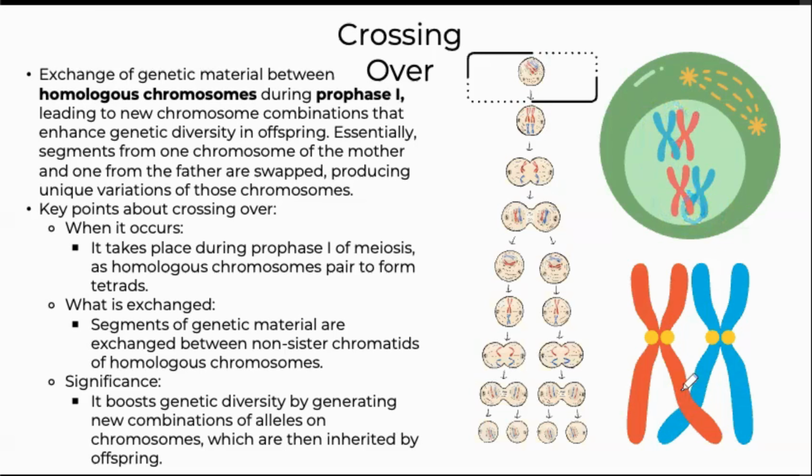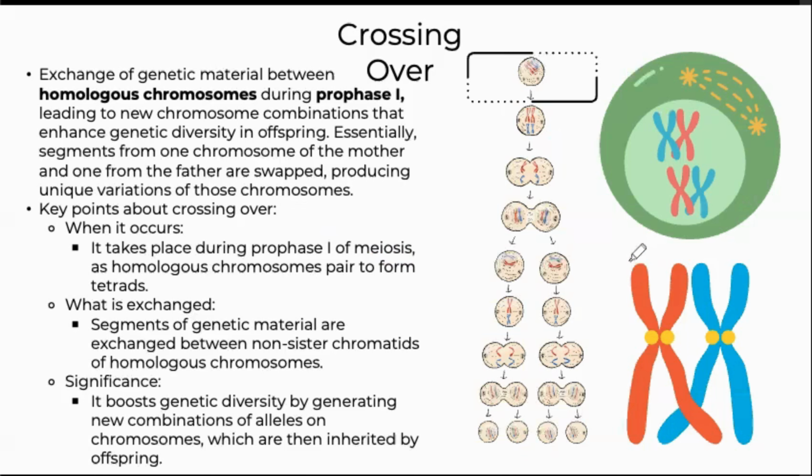So they sort of line up, not like in metaphase, but they're getting ready to attach to each other. So one from mom, one from dad. And then what ends up happening is they sort of swap and then they produce a unique variation of new chromosomes that will now line up at the metaphase plate. So this is all occurring at prophase 1 of meiosis 1, and this is when the homologous chromosomes pair to form what are called tetrads.